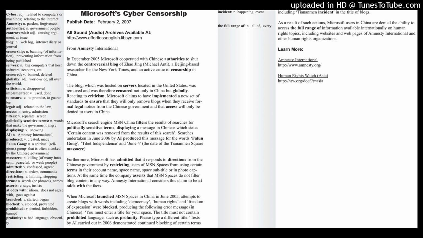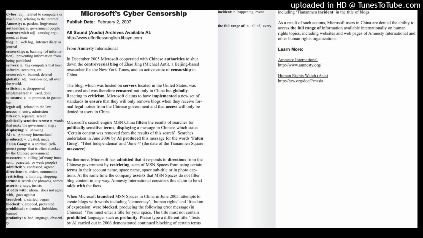First of all, the title, Microsoft's cyber censorship. I'm sure you all know Microsoft. It's the big software company that makes Windows, among other things, Bill Gates, etc. Cyber means related to computers or to machines. So it means about computers or about machines, about the internet. For all these things, we use the word cyber. In this case, it means internet.